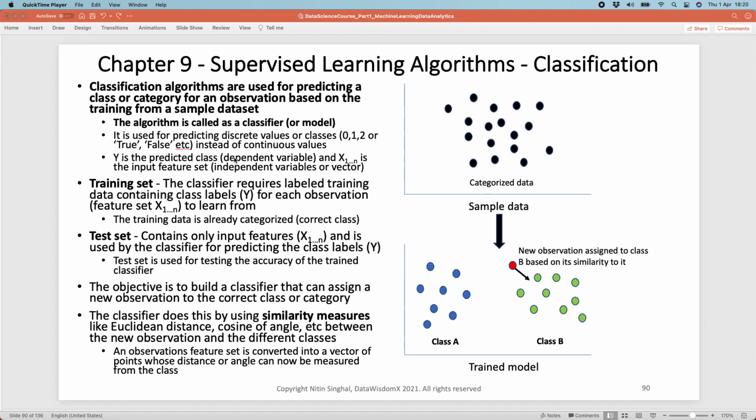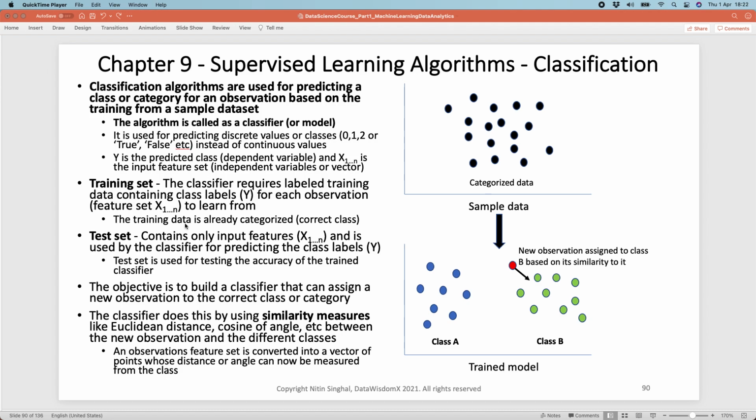So the classification algorithms predict the class for the output variable y, which is also your dependent variable, and it uses the independent variables x as the input, which is also called the feature set. The algorithm itself is called a classifier or model. So this is the difference in terminology. In regression, we call them estimators, and here they are called classifiers. So just take note of that. Similarly, it has a training set and a test set. So your training set is used for training the model, and the test set is used for testing the results of the model.